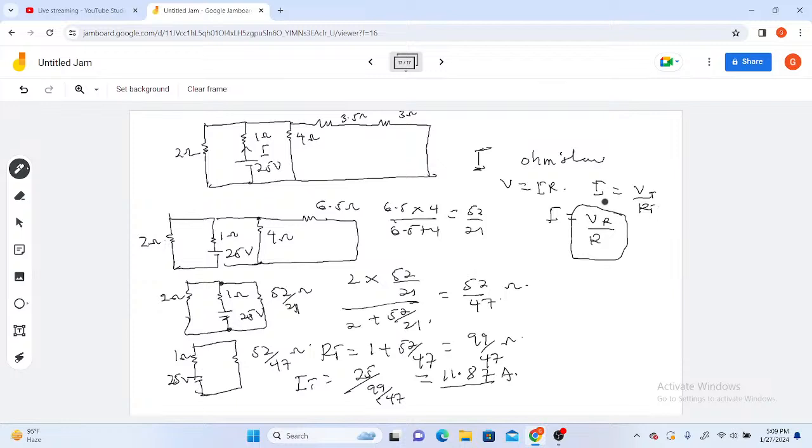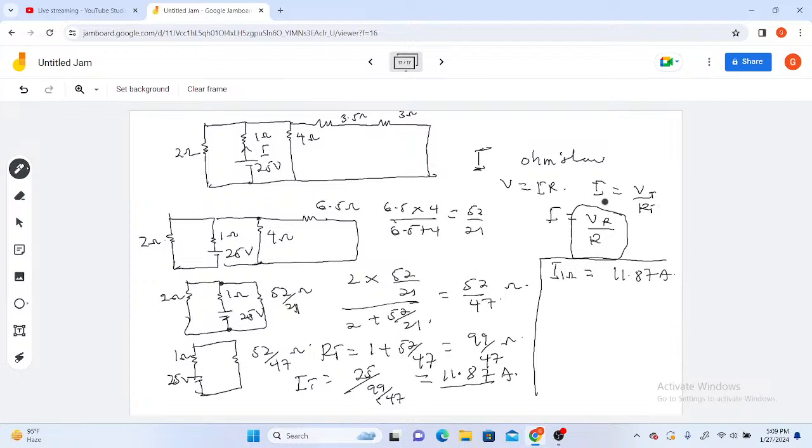So now let's come back and come to the agenda. We have to find the current in each, not the entire current. So first of all, the same current which is coming from the source will pass through the 1 ohm. So let's see our answers here. You realize that the current I of 1 ohm, that's the current in 1 ohm, is equal to the total current 11.87 amps. And that is the first part.